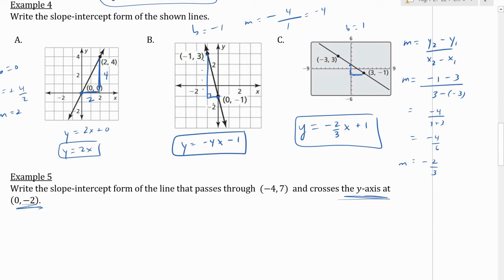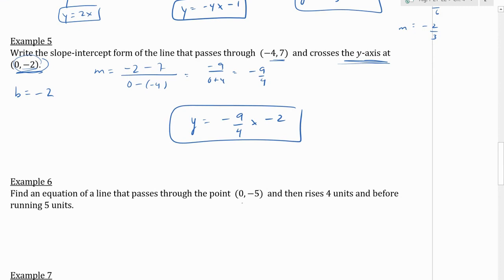Crosses the y at 0, negative 2. Then that's the y-intercept. And the line passes through this and this. So I've got my y-intercept from here. I'd get my slope by doing the slope formula. So I'm going to do second y minus the first y, over second x minus the first x. Get negative 9/4. Got the equation of that one. Here's my y-intercept. If you rise 4 and run 5, rise 4 and run 5, there's my slope. There's the equation of that line.